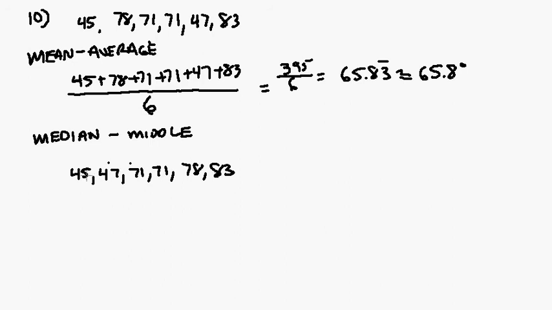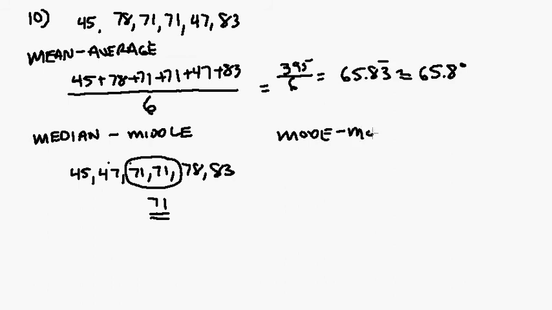Okay? So, in this particular case, if I'm going for the middle, I have an even number of pieces of data. If I go in 3 on each side, that turns out to be 71 and 71. Normally, in this case, what you would do is add the two middle numbers and divide by 2. Well, in this case, they're both 71, so guess what? Our median is 71.